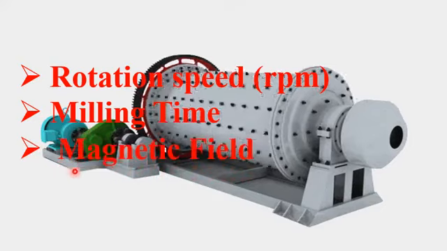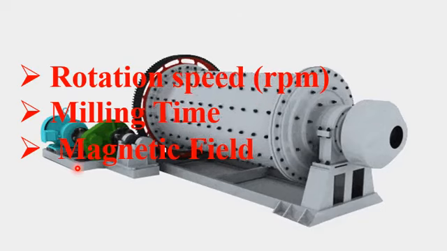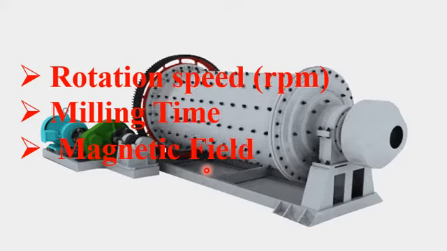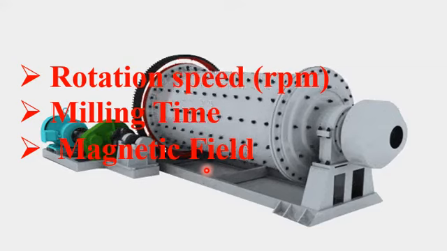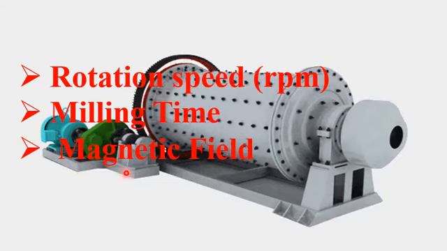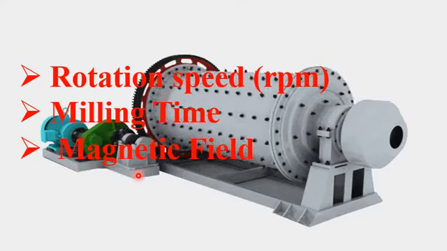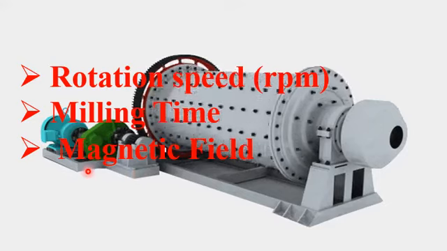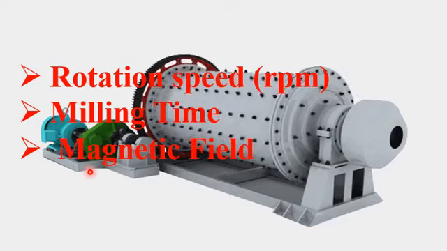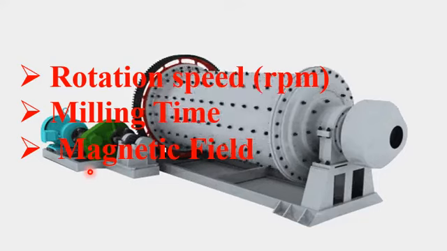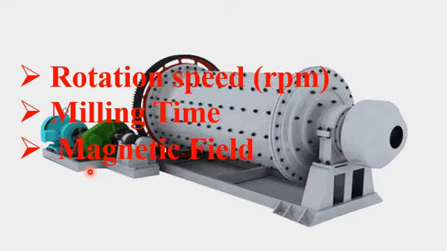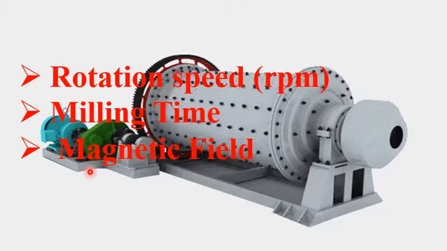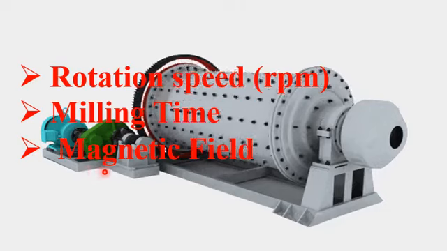Just at advanced level, you have to consider the magnetic field in ball milling operations. But the magnetic field is used at advanced level. Please note that the magnetic field is very important in order to separate the materials which are magnetically active, okay, and they may be separated from the impurities during the ball milling process.